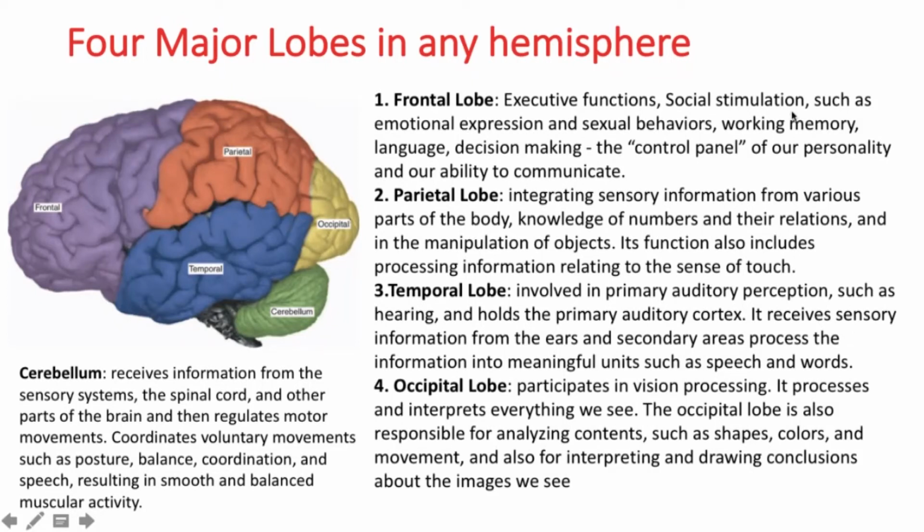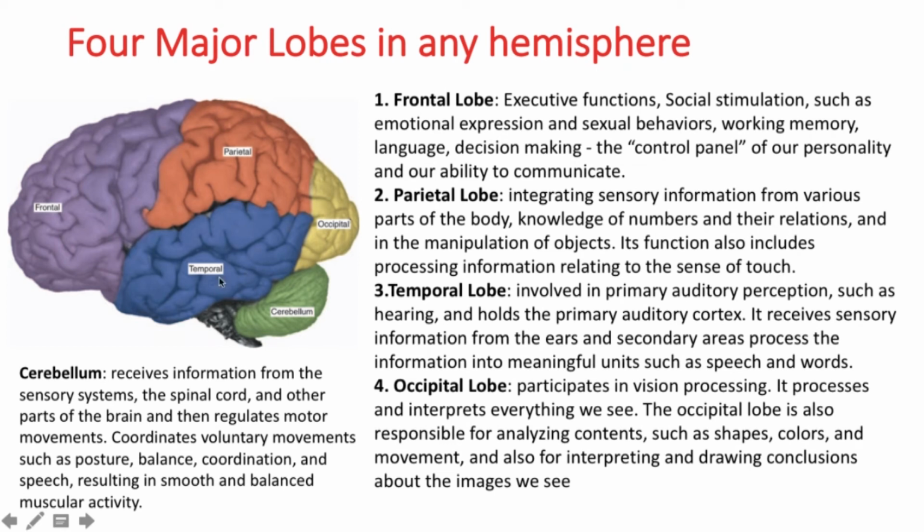So all social stimulations, emotional expression, sexual behaviors, working memory, language, decision making, and the control panel of our personality, our ability to communicate, everything comes under the domain of the frontal lobe. The parietal lobe mostly senses. It integrates sensory information from various parts of the body, knowledge of numbers and their relations. In the manipulation of objects, its function also includes processing information relating to the sense of touch.